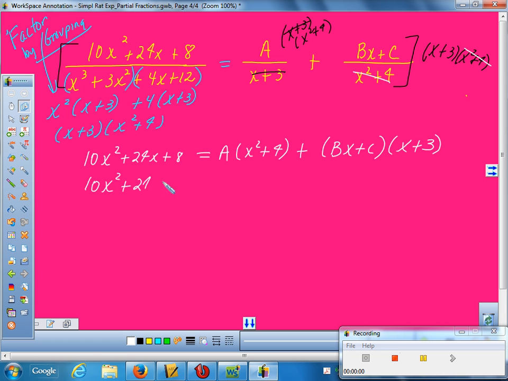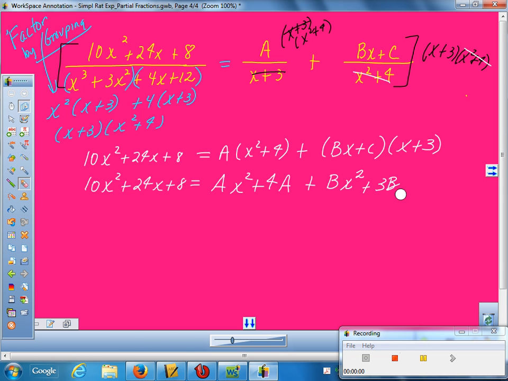So I'm leaving the left side alone here. I'm going to distribute the a, which gives me ax squared plus 4a. And then these other two quantities I will have to FOIL. So bx squared plus 3bx plus cx plus 3c. Okay, now comes the other place where people tend to stall: what do I do once I get to this point?